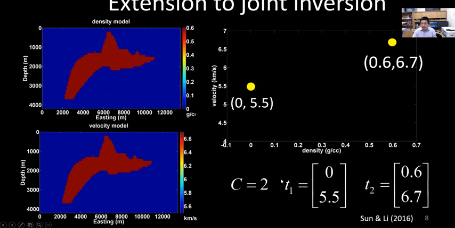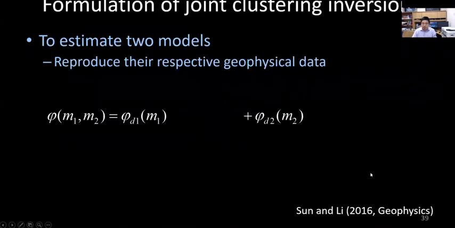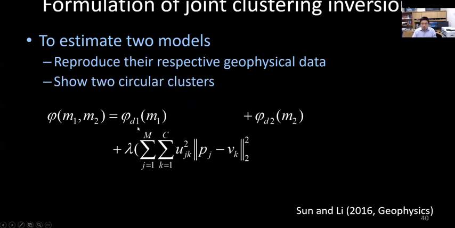So with that, we can go ahead and formulate the joint inverse problem. Again, in this case, we want to estimate two models, and we want each one of them to be able to reproduce the respective geophysical data. Therefore, we will have two data misfit terms, one for each type of data. In addition to that, we also want the inverted density and velocity values to show two clusters. Therefore, we will have this term here again.